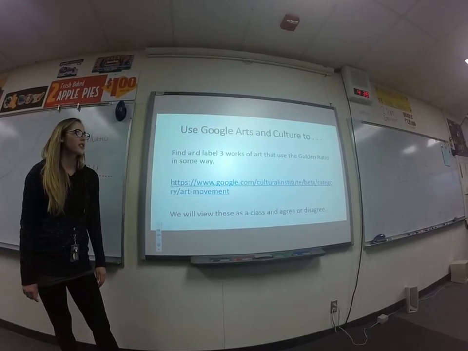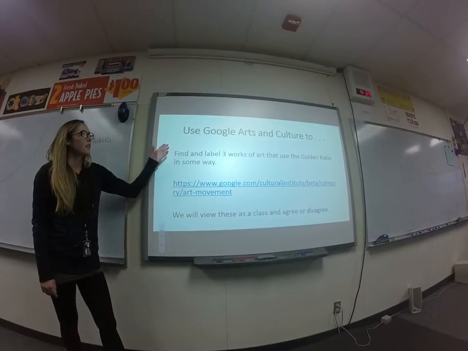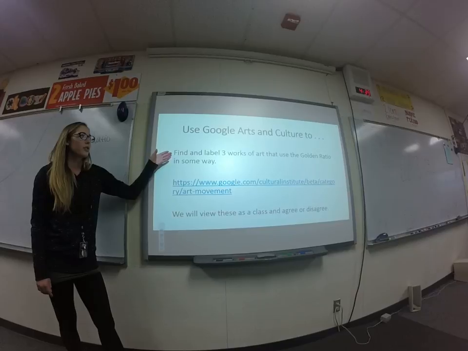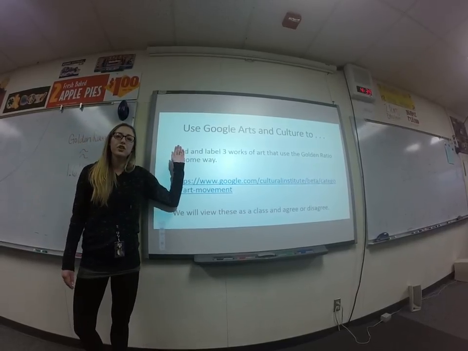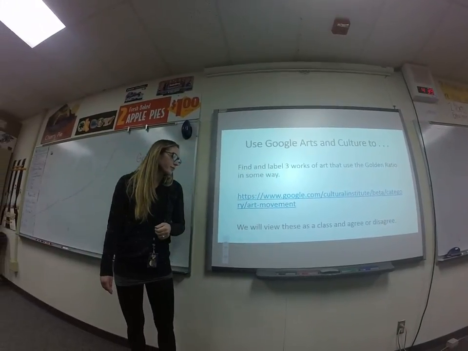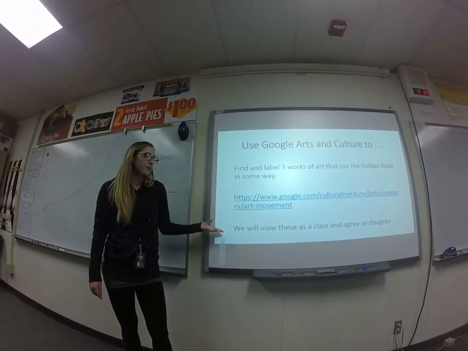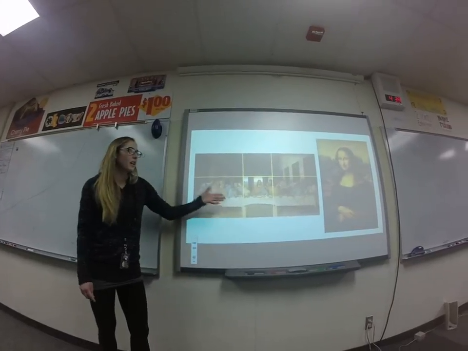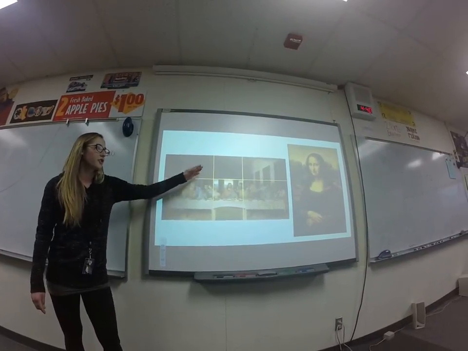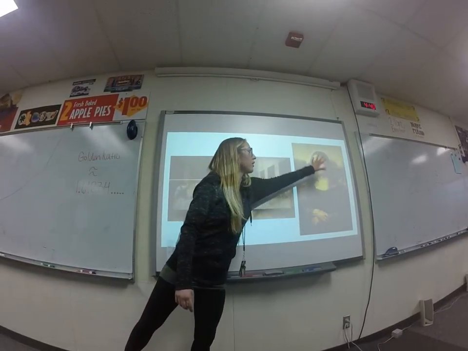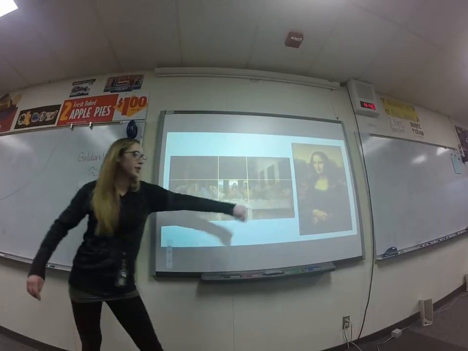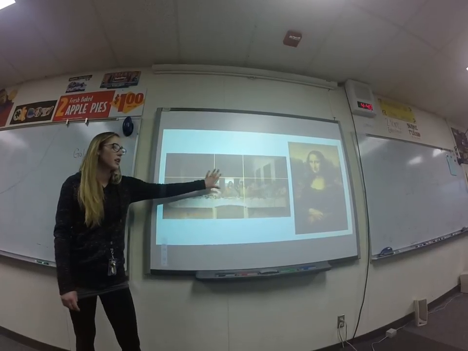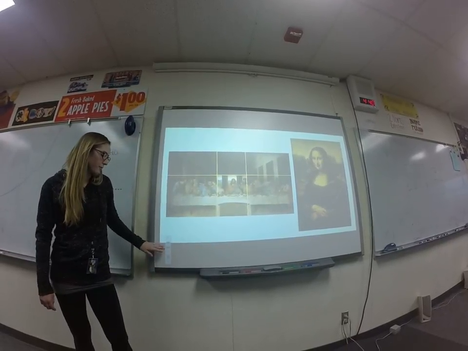What I want you to do is go to this website, and I need you to find and label 3 works of art that use the golden ratio in some way. We will view these as a class. You need to label them like this. Use the lines to draw on the works of art that you find, draw the Fibonacci sequence and the use of the golden ratio.